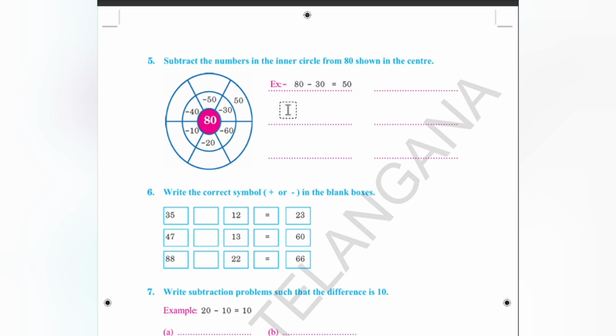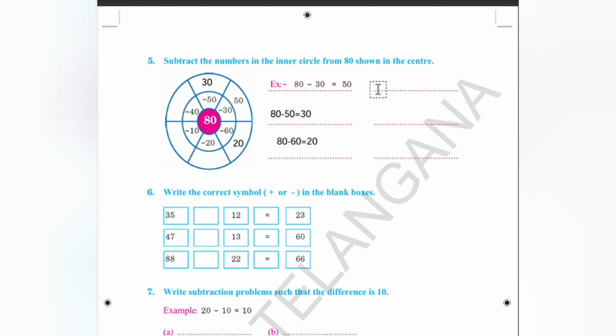Subtract the numbers in the inner circle from 80 shown in the center. 80 minus 30 is equal to 50. Then next one. 80 minus 50. 8 minus 5 is 3, 30. So write 30 here. Then 80 minus 60, 8 minus 6, 2, 20. So write 20 here.